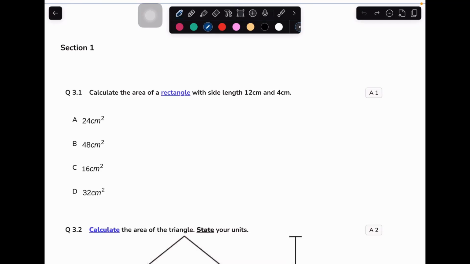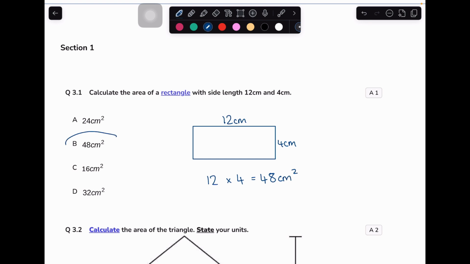Okay, so this is section 1 of our formative. The first question says calculate the area of a rectangle with side length 12 centimeters and 4 centimeters. Okay, so to calculate this, we need to multiply those two together. 12 multiplied by 4 gives me 48 centimeters squared. Okay, so this one would be B.